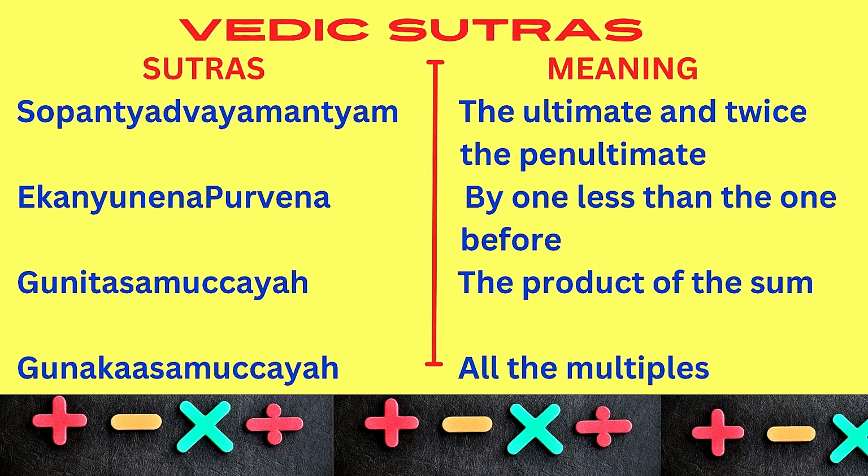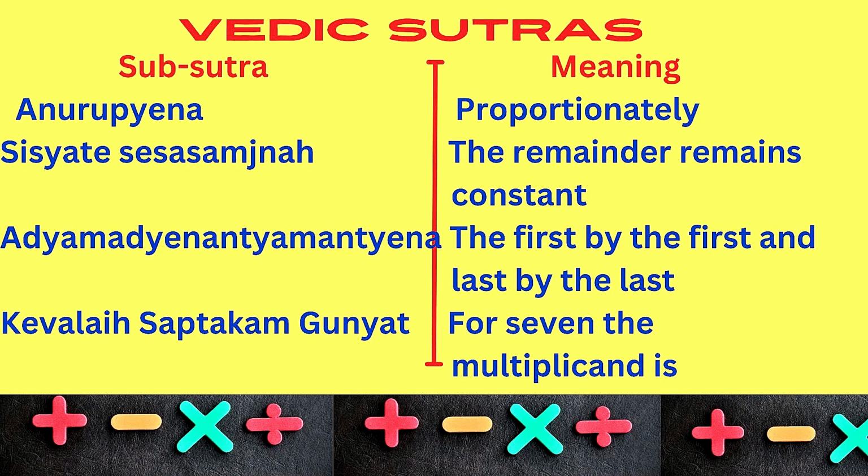Ekanyunena Purvena, by one less than the one before. Gunitasamuccayah, the product of the sum. Gunakasamuccayah, all the multiples. Anurupyena, proportionately. Shishyate Sheshasamjnah, the remainder remains constant. Adyamadyenantyamantyena, the first by the first and the last by the last. Kevalaih Saptakam Gunyat, for 7 the multiplicand is.